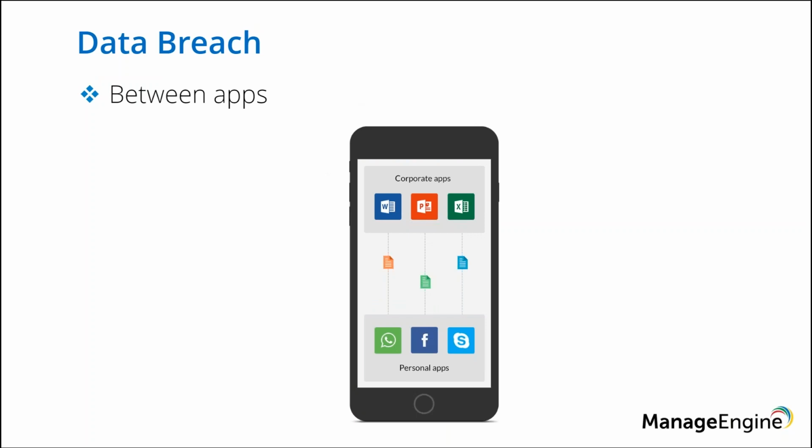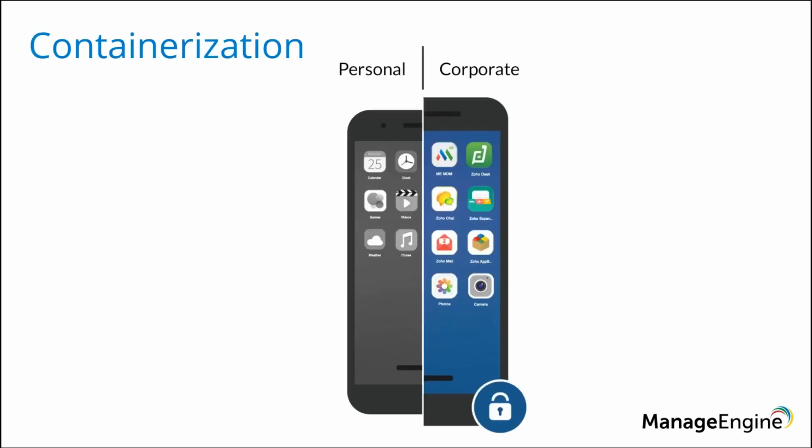Take, for example, someone just got an email attachment, but they are just too lazy to send it over the email itself to their colleague. Instead, they would upload it to WhatsApp and send it over to the user. So this again is a data breach because your corporate data is in the hands of personal applications. To prevent such a scenario is why we bring in containerization.